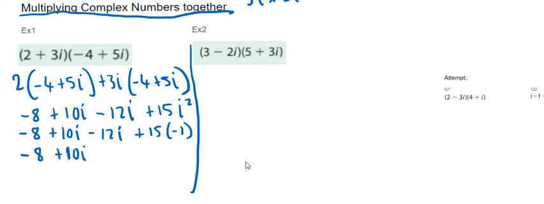So I'm just writing the same thing again, going nice and slow, showing all my workings. So 15 multiplied by minus 1 would be minus 15, so we can just put a minus 15 in instead there.